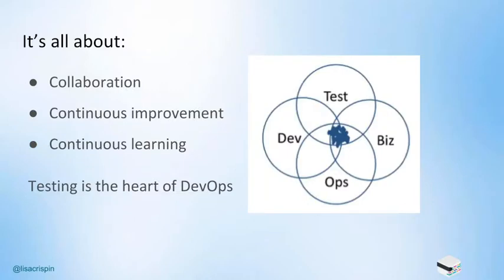So when we talk about DevOps, it has the word dev and ops, but testing is really the central part of it. And of course, we don't want to forget the business stakeholders, because they're why we're here in the first place. So it's about working together, continuously learning about what our customers need, what we're doing, and how we can improve it. And we really need good collaboration and communication skills for that to happen. So that's one of the reasons I like using these visual models, is they help us do that.